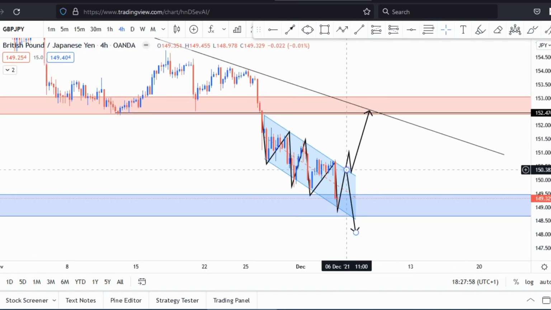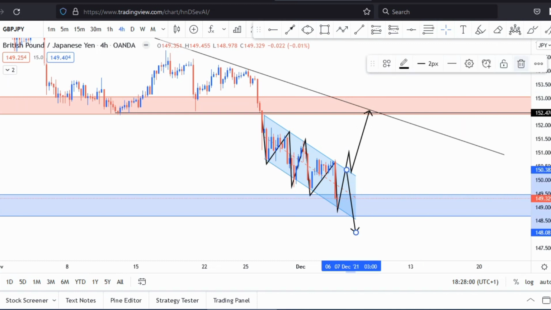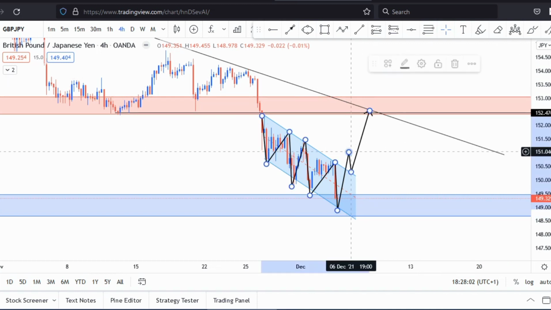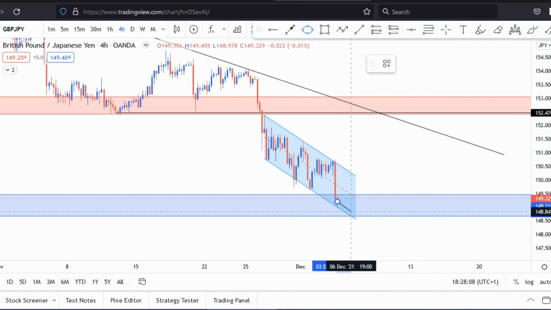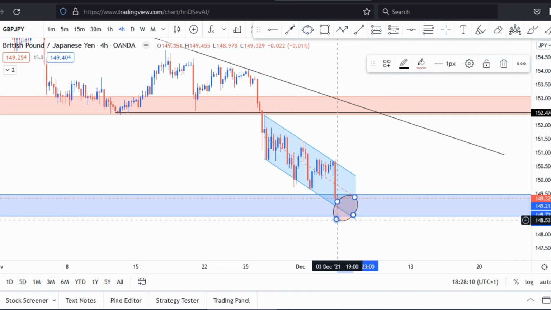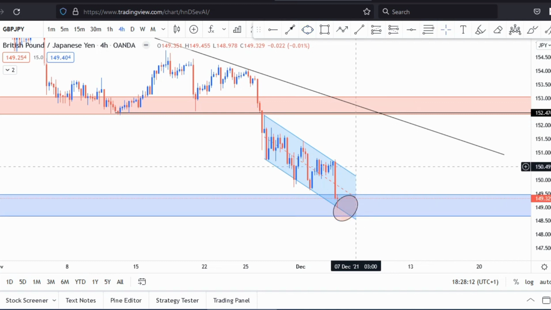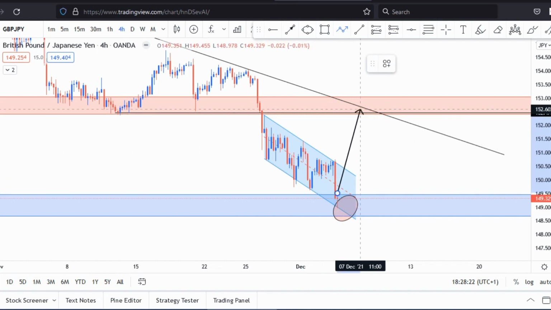So in the upcoming week, what I'll be looking at really for GBPJPY is one, reaction around this key area here, around this support level, and 2, to see if this descending channel will break or hold. If this descending channel does break to the upside, like I said, then we'll be looking to take our buy trades all the way to the next significant resistance level.